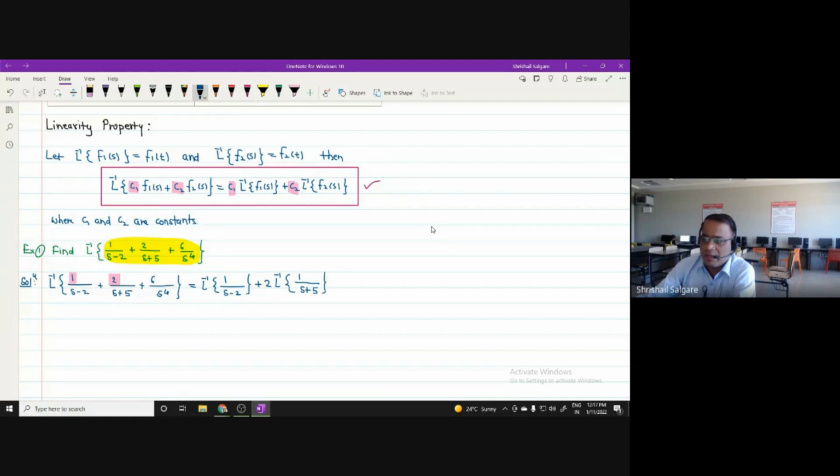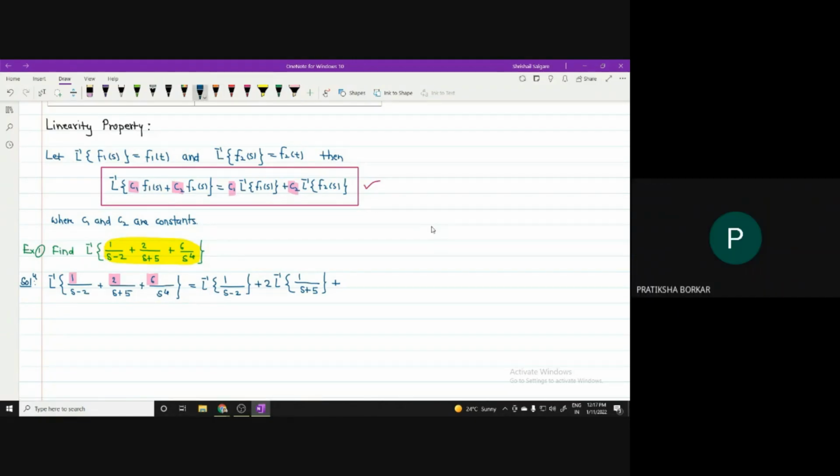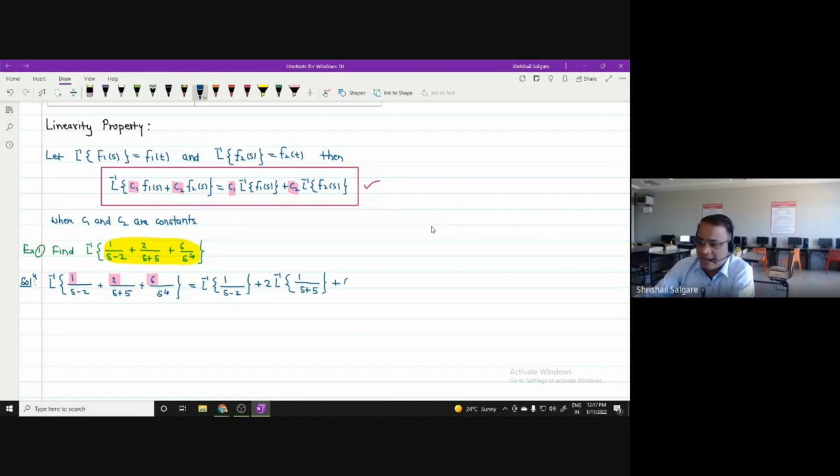Plus for the last one, what is the constant again? Yes, Pratiksha, what is the constant? 6, sir. 6. I'm taking names purposely to verify whether you are attending the lecture or not. Simple questions I'm asking. So 6 into 1 upon s raised to 4. Now I think the table is with you. Refer to that table and tell me.